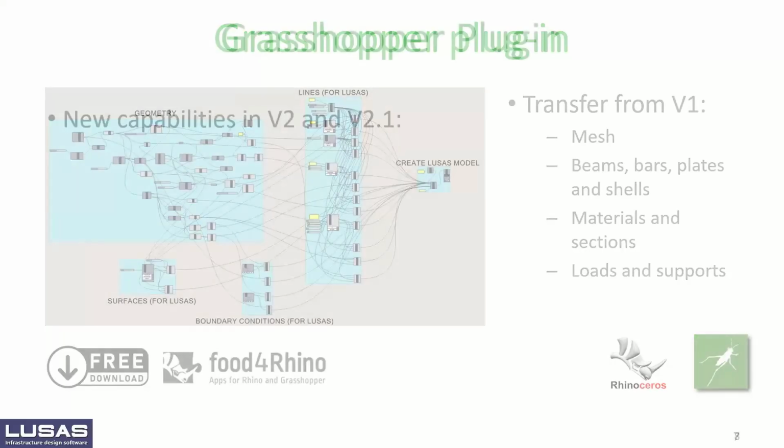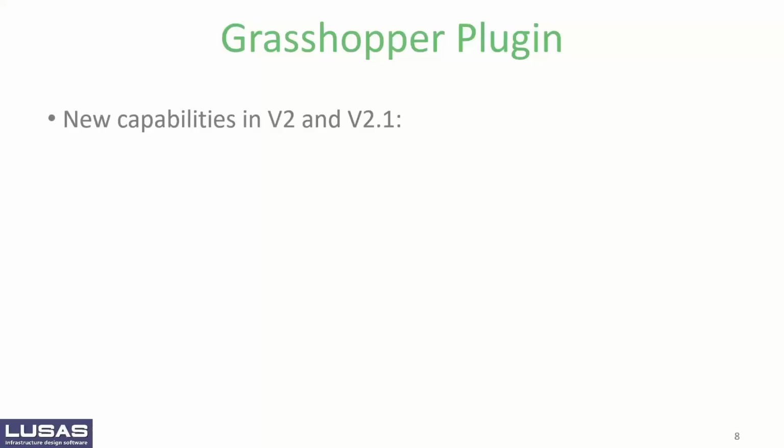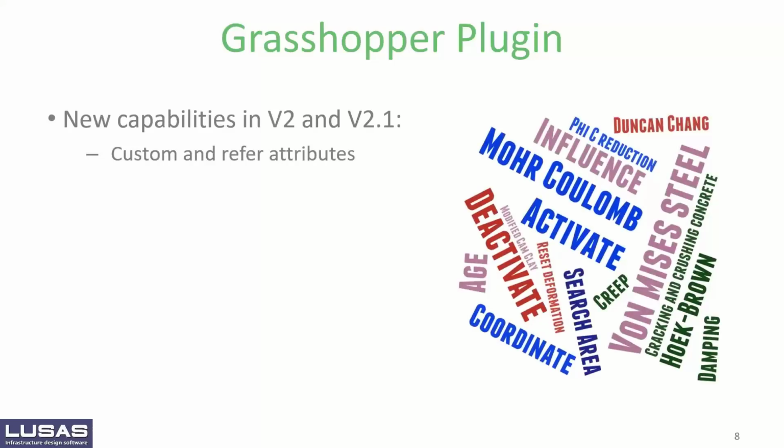We push that now further with the release in the last months of version 2, and then just very recently version 2.1. So version 2 features the custom and refer attributes. This allows, from Grasshopper, the addressing of any attribute inside the LUSAS interface. We will in time develop our own specific components which will connect with these, but the great advantage initially is that any user can connect with any attribute inside the software. And this is going to be a major topic for the presentations today.